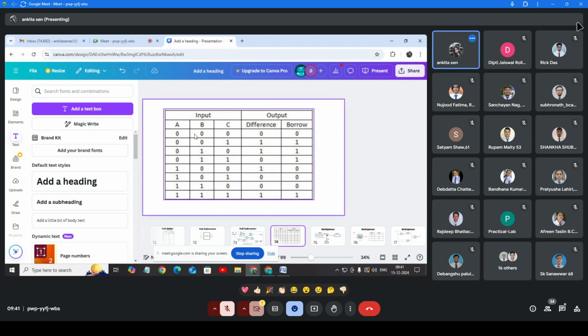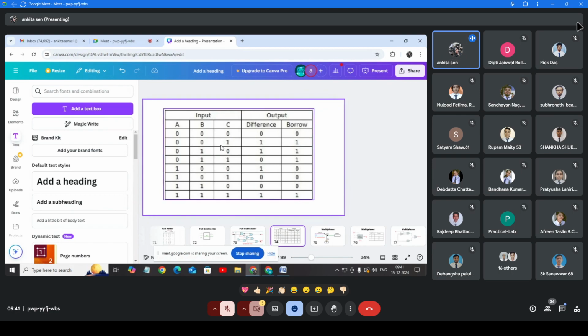প্রথম তিনটে similar, correct? 0 0 0. Difference and borrow will be both 0. Last 3 will be all 1. So difference and borrow will be all 1. Got it? প্রথমটা কি করে মনে রাখবে? প্রথমটা সবসময় 0 0 0-ই হয়। And then difference and borrow will be all 0. Last 3 will be all 1. And the difference and borrow will be all 1. This is the first thing.